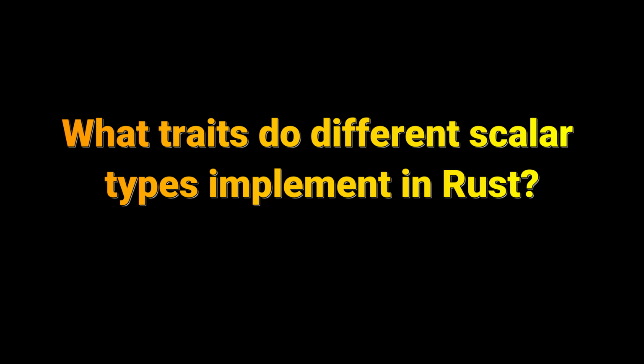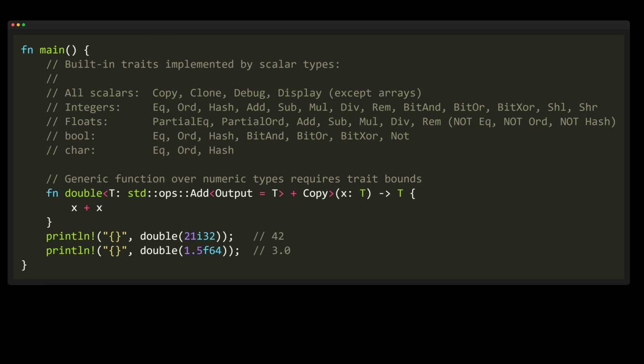Question: what traits do different scalar types implement in Rust? All scalar types implement basic traits like Copy and Clone. Numbers support math operations like Add and Sub. Integers also support full equality and ordering, and can be used as hash keys. Floats only support partial equality and ordering because of NaN. Booleans support logical operations. Characters support equality and ordering. When writing generic functions, you need to specify which traits you need.